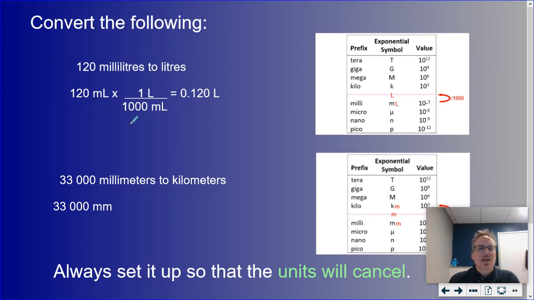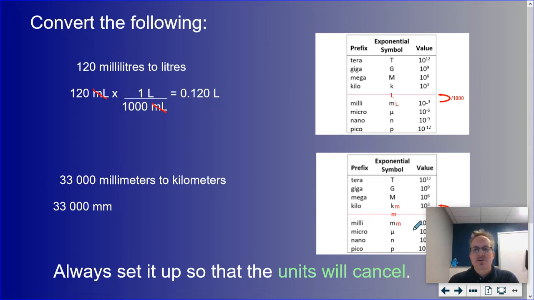So that our units will cancel out, we're gonna put the milliliters on the bottom. So I have milliliters on the top, milliliters on the bottom, they cancel. Remember, if the number's on top, we multiply. So 120 times 1. If it's on the bottom, we divide. So divided by 1,000. So 120 divided by 1,000 is going to be 0.120 liters.